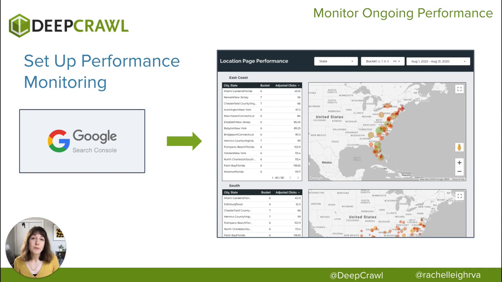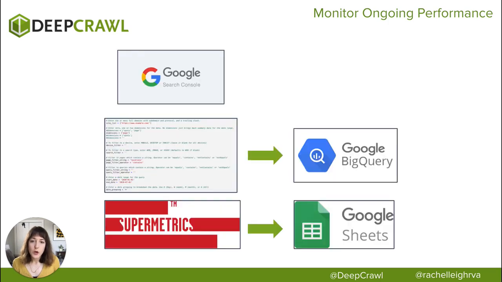You can also set up performance monitoring on those adjusted clicks and impressions in Google Data Studio. What I do is actually use the Google Search Console API to pull data into BigQuery and then use the BigQuery connector for Google Data Studio. I do that because I'm working with more than 10,000 locations at a time, so I'd fill up a Google Sheet in about 2 months. But if you have fewer locations, you can use the Supermetrics connector or manual exports from Google Search Console and put them in Google Sheets.